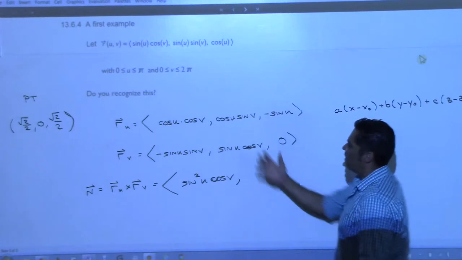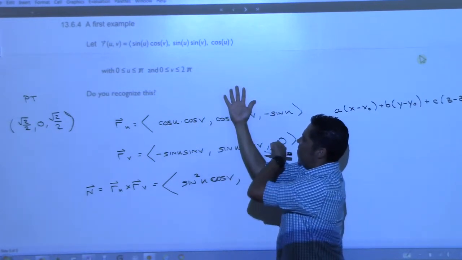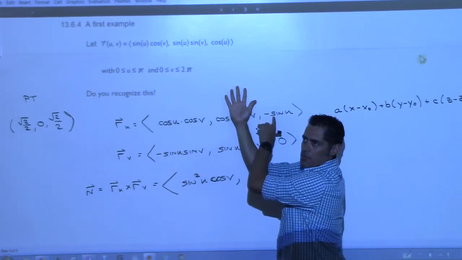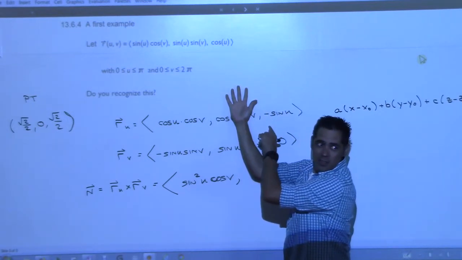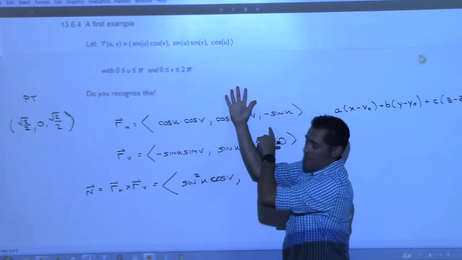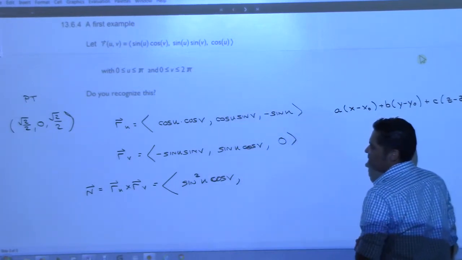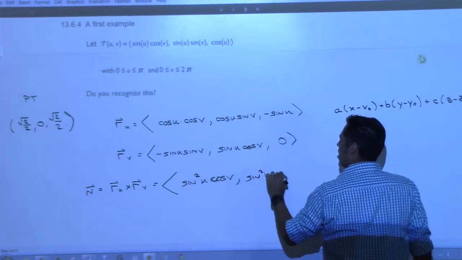Okay, next one, I cover this up. And I go here to here at 0. And then minus here to here, which would still be minus, right? But then I have to change it. So plus. Okay with that? Here to here. So plus what? Sine squared U sine V.